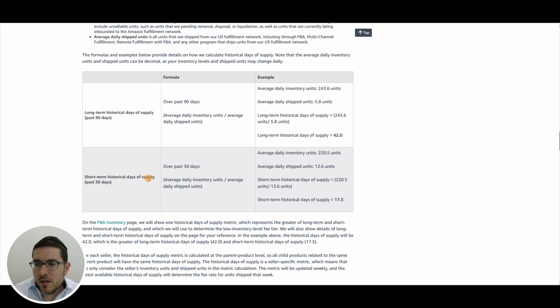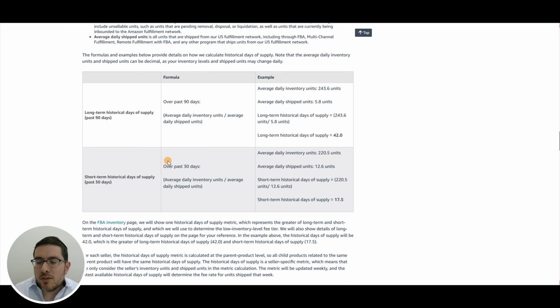And this will create one metric, which is short-term historical days of supply. And then they will look at the same metrics over 90 days. So over 90 days, how many units you had in stock on average every single day, and how many units you shipped every single day. And that will create the long-term historical days of supply metric.